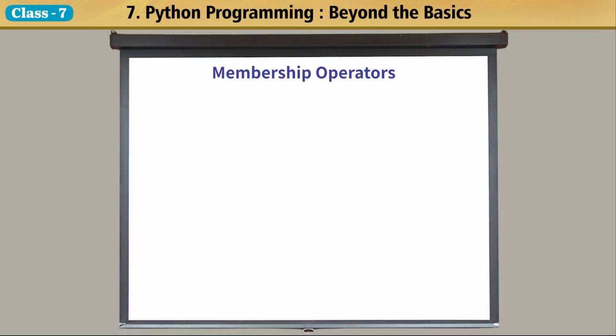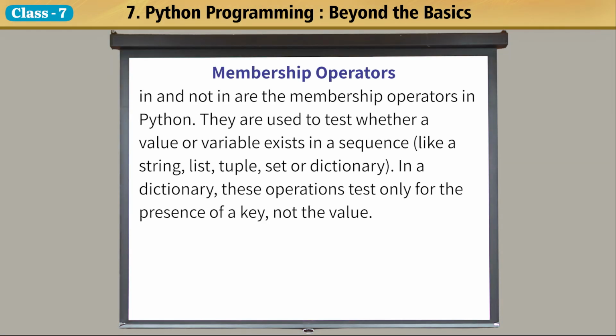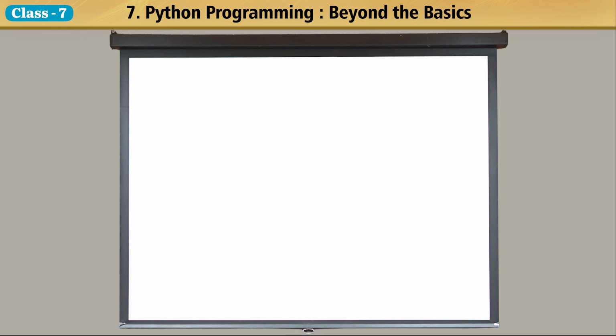Membership operators. In and not in are the membership operators in Python. They are used to test whether a value or variable exists in a sequence, like a string, list, tuple, set, or dictionary. In a dictionary, these operations test only for the presence of a key, not the value.